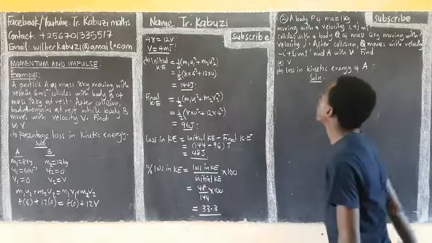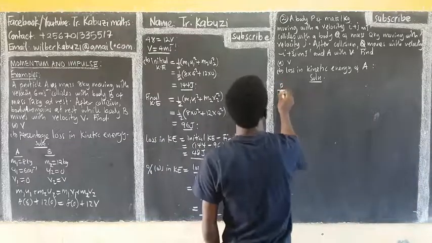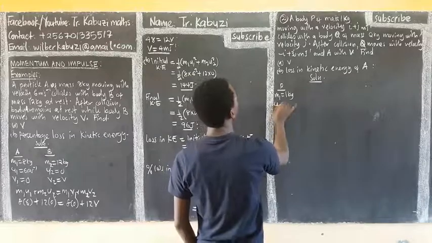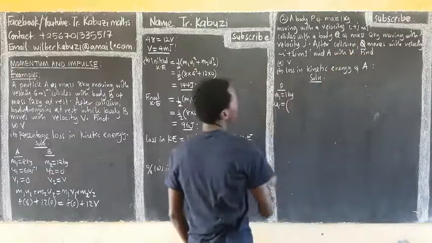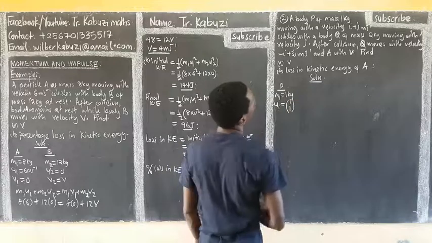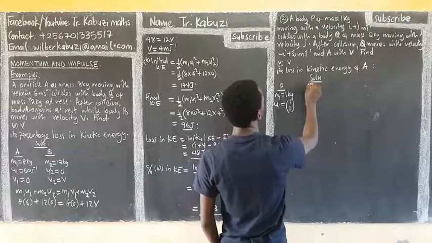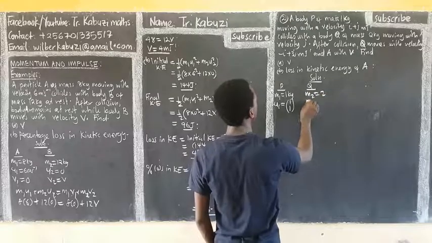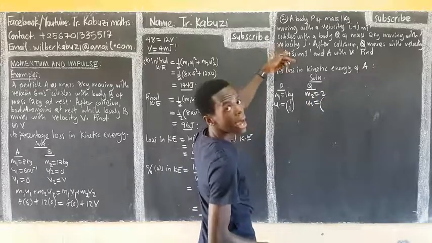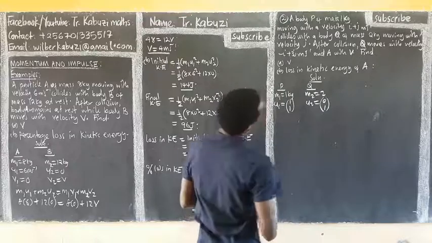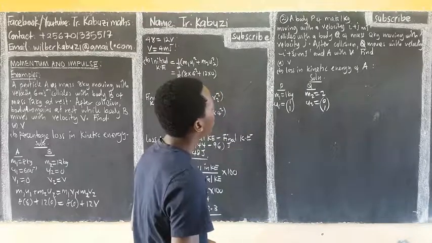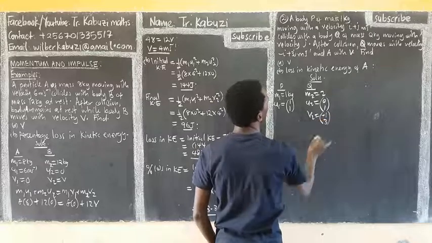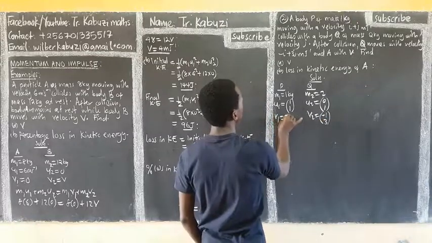Okay, now for the next question, we have body P of mass m1 equal to 1 kilogram, moving with velocity u1 equal to i plus j, which is (1, 1). It collides with body Q of mass m2 equal to 2, moving with velocity j, meaning our u2 is 0i plus j, which is (0, 1). After collision, Q moves with velocity (-1, 3), and P's velocity will be v.